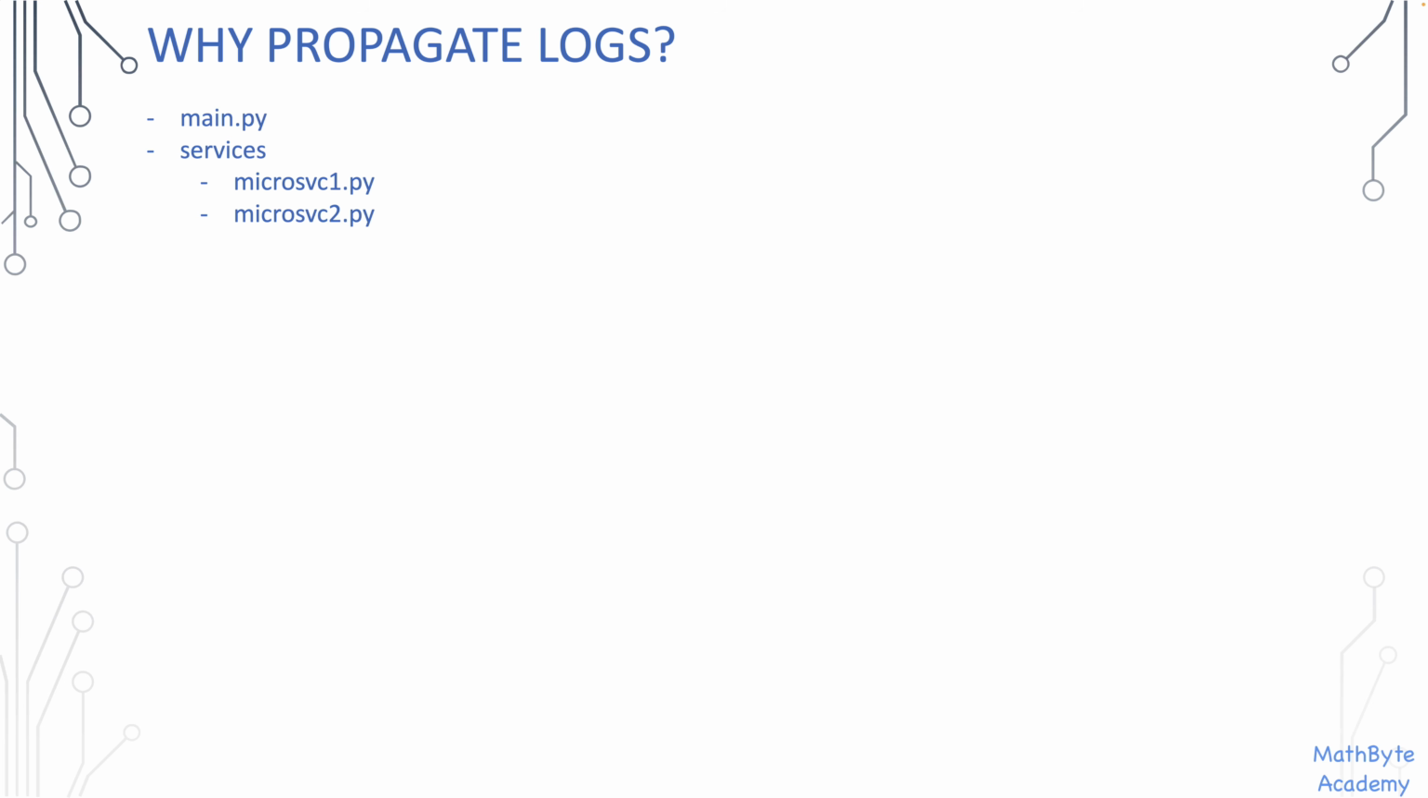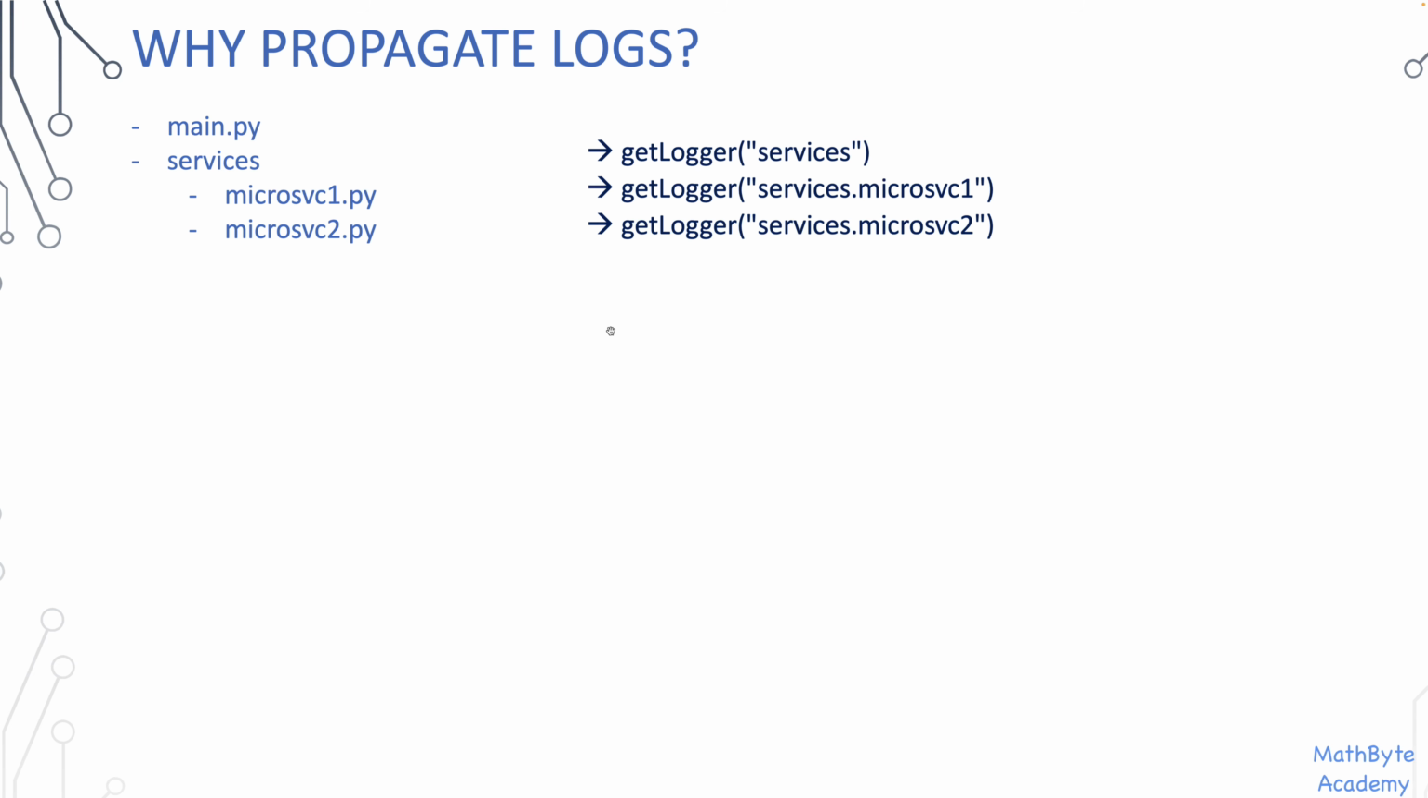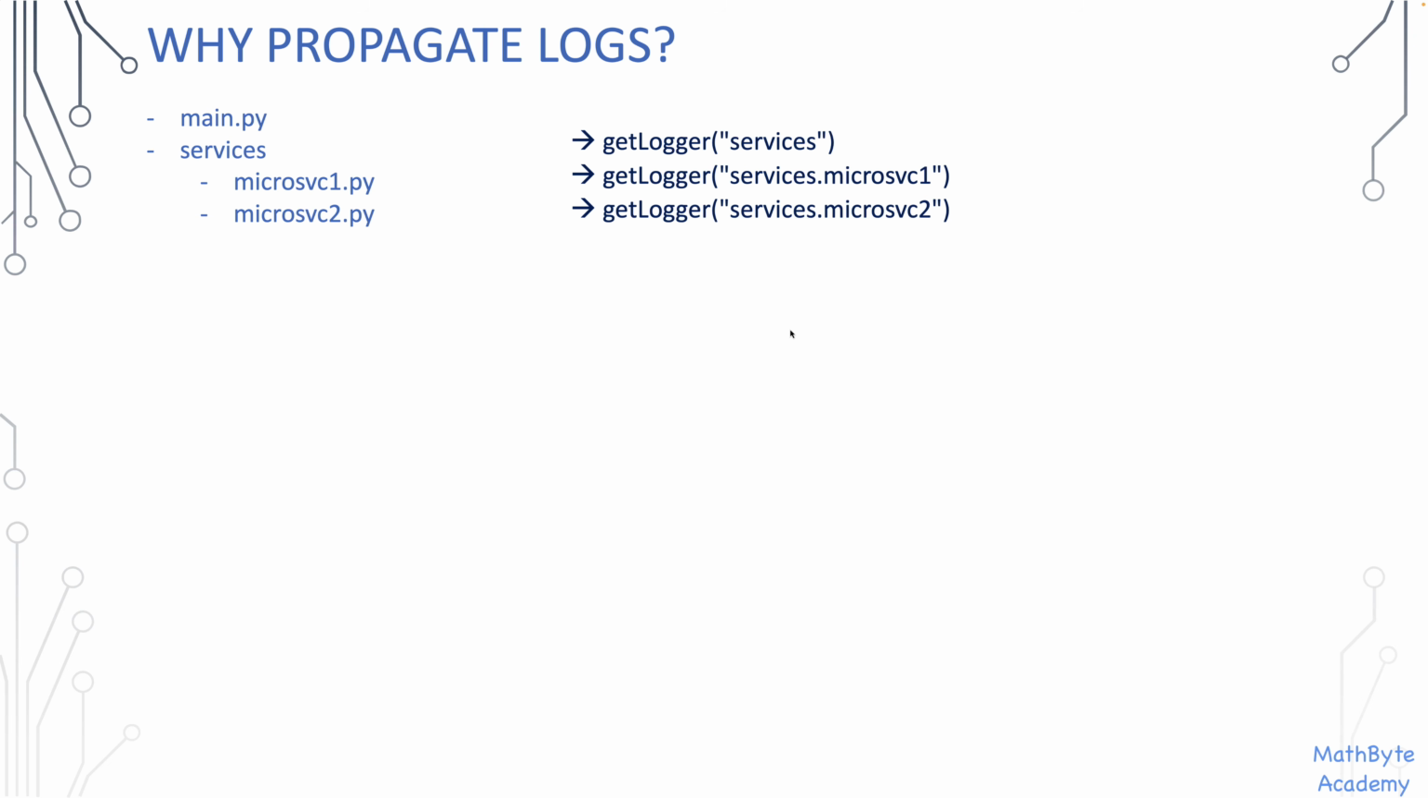Well, let's say that you have this application over here, some very simple application. We have a main, then we have a services module, and then we have two submodules: microservice 1, microservice 2. Okay, so that's our code. And at some point, I'm going to create this services module. So I'm going to get logger for services. I could also get logger for services.microsvc1, and I could get one for services.microsvc2. So all these have created loggers: services, services.microsvc1, services.microsvc2.